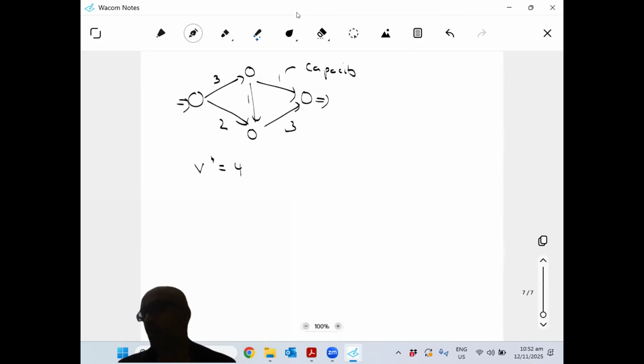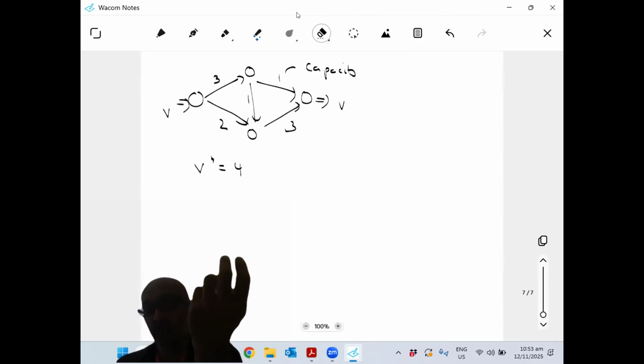I claim you cannot send more than 4 units of flow. So you can send, for example, 5 units from here. You could have sent 5 units. It's allowed here. But this cut is going to force you, because only 4 units can enter here. So if I send 5 here, something has to happen with that 1 unit. I don't know what to do. I cannot send it out anywhere. So the max flow in this graph is 4.